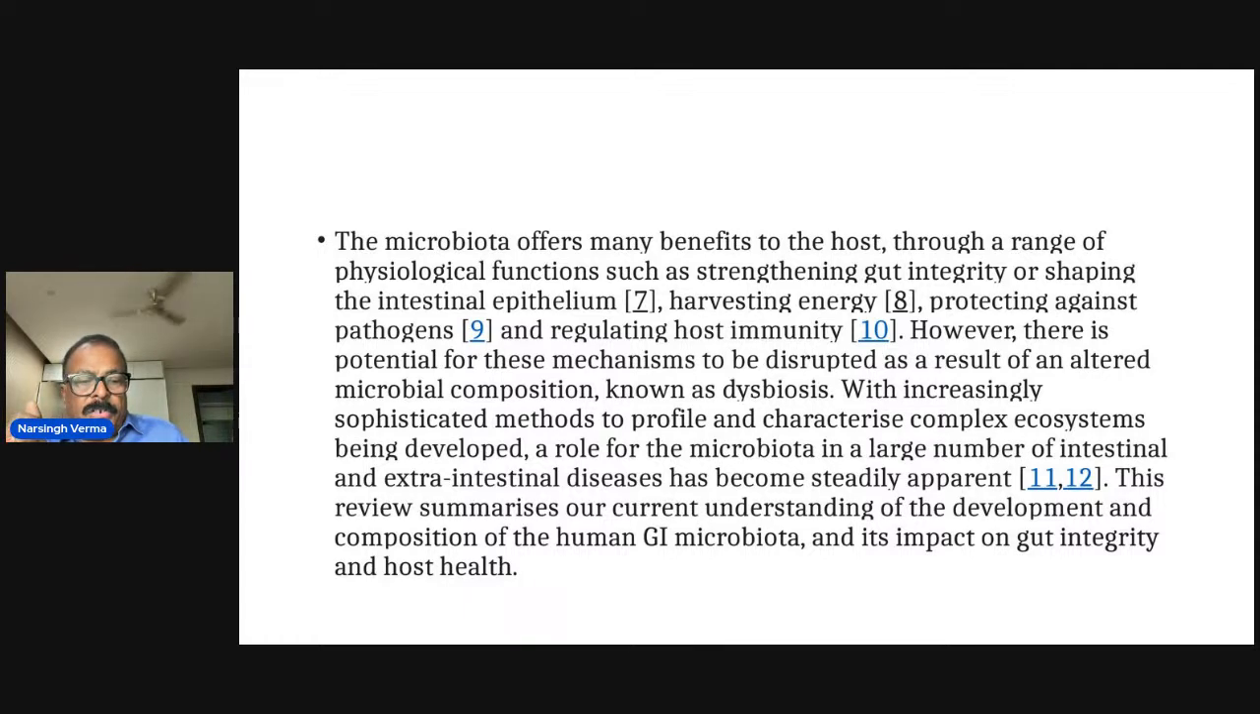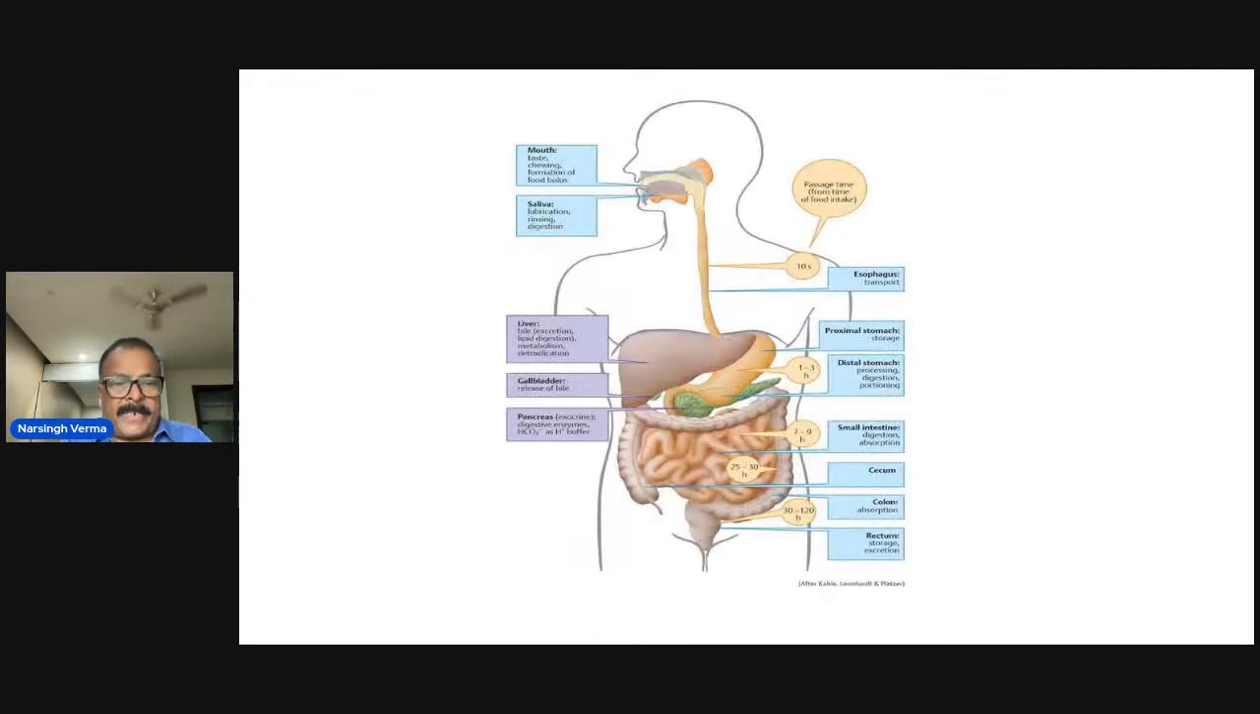However, there is potential for these mechanisms to be disturbed as a result of an altered microbiota. When the microbiota is altered, our whole metabolism goes haywire, and this is called dysbiosis. So dysbiosis is the mother of various diseases. Increasingly sophisticated methods are required to know about all these complex ecosystems. So the microbiota has a unique role and many functions to perform for the integrity of the gut.